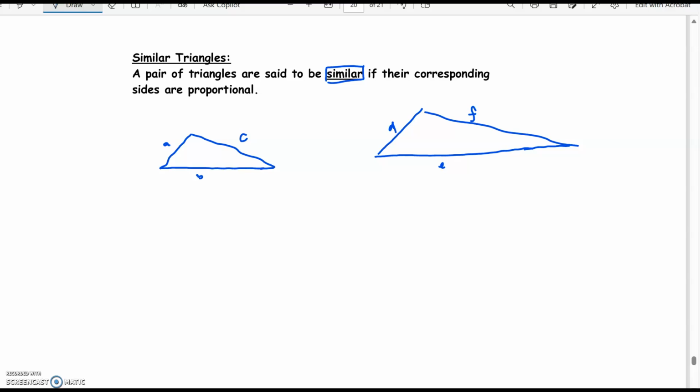So what you see here are two triangles. One is smaller and one is bigger. The shape looks similar, but the scale is different. One is larger than the other. So when do we say two triangles are similar?